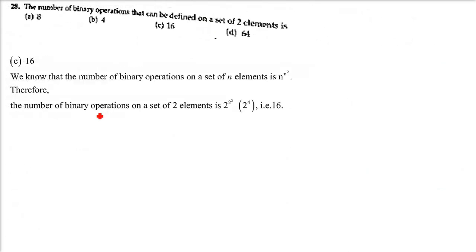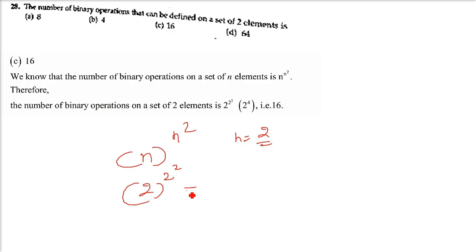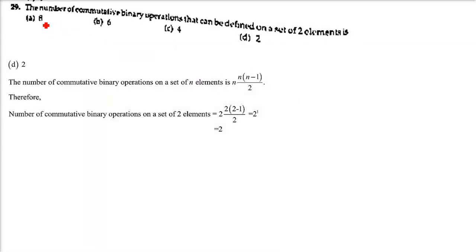The number of binary operations that can be defined on a set of 2 elements. The number of binary operations that can be defined on a set of n elements is given by n raised to the power n squared. When we have 2 elements, n equals 2. So 2 to the power 2 squared, that is 2 to the power 4, which is 16. The answer is 16.